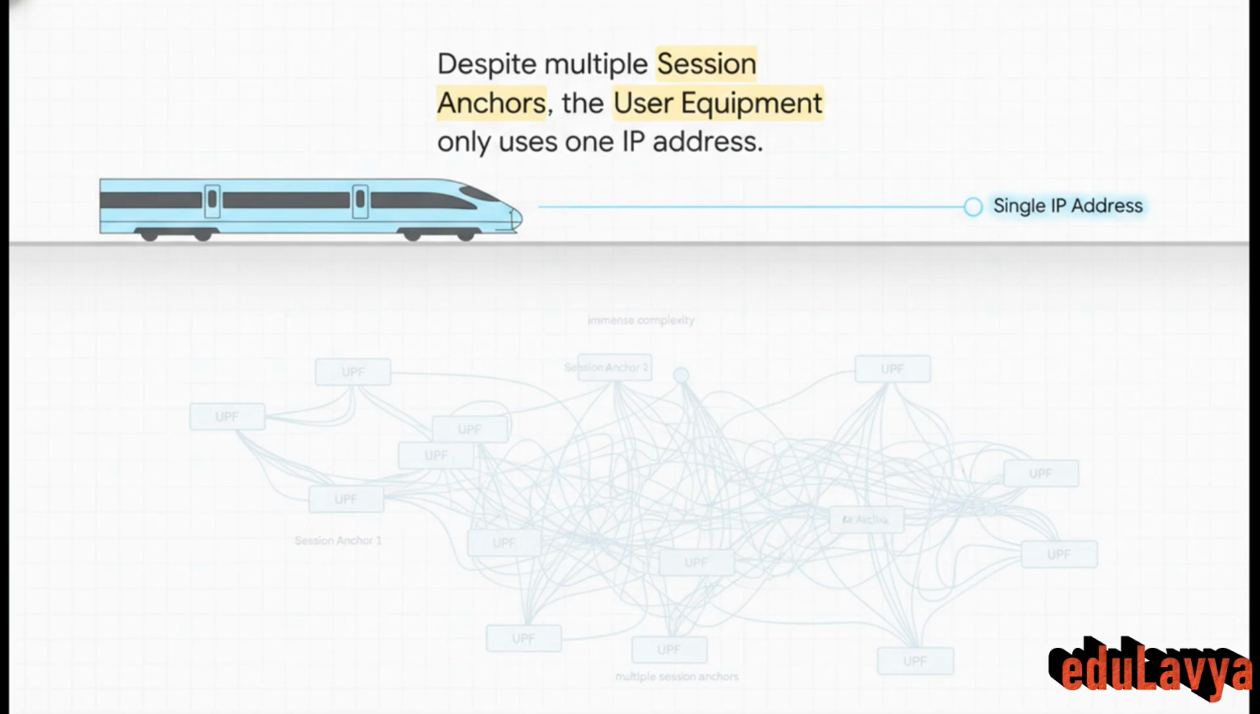What makes this architecture truly elegant is that the train's onboard systems only ever see a single IP address. The system is incredibly complex under the hood. We're talking multiple session anchors and dynamic routing, but it completely hides this immense complexity of the multi-UPF routing framework from the train itself, ensuring rock-solid stability.